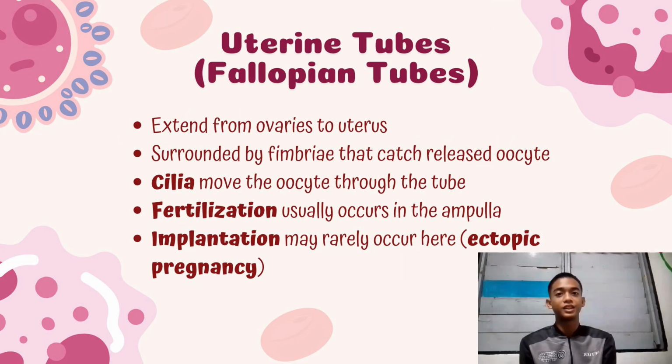Now, let's discuss uterine tubes, or what you call fallopian tubes. Uterine tubes extend from the ovaries to the uterus. These uterine tubes are surrounded by fimbriae that catch released oocytes, and the cilia move the oocyte through the tube, and fertilization usually occurs in the ampulla. Implantation may rarely occur here in the uterine tube, and this is called ectopic pregnancy.